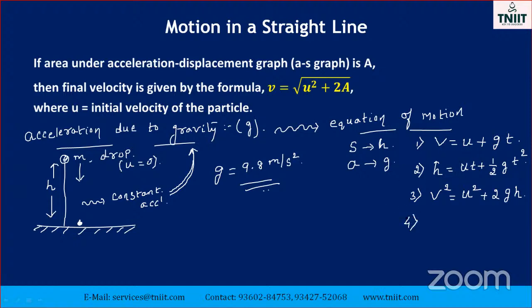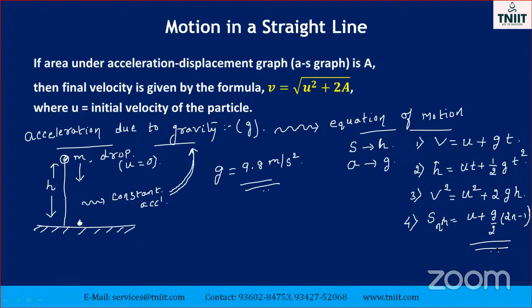So what is the fourth equation? The distance traveled in the nth second is given by u + (a/2)(2n − 1). In the a/2, you can replace a by g. So what is the distance traveled in the nth second? The distance traveled in the nth second is given by the formula u + (g/2)(2n − 1). So you remember these equations.